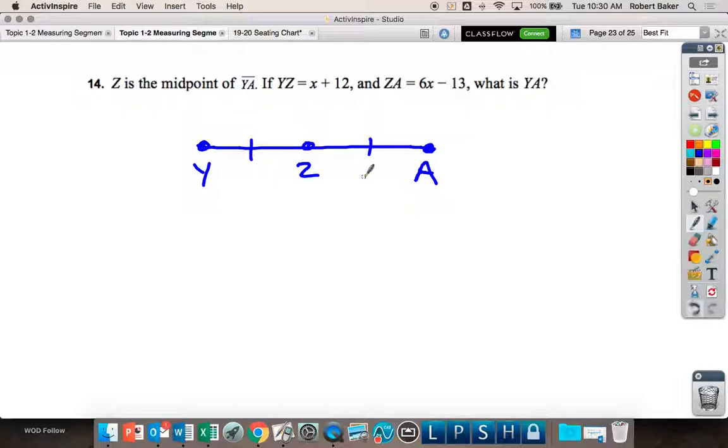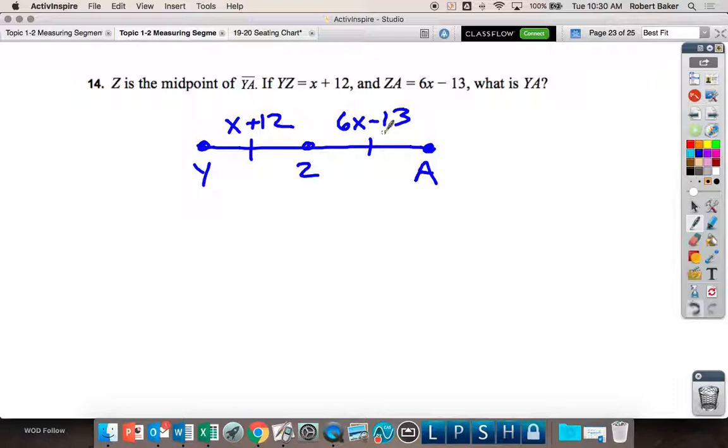YZ is how long? That first part or the second part? First part. The measurement of line segment ZA is 6x minus 13. Second part. Do we know how long the whole thing is? No. Can we figure it out? We should probably find out though. We should. So how are we going to find out how long the whole thing is?